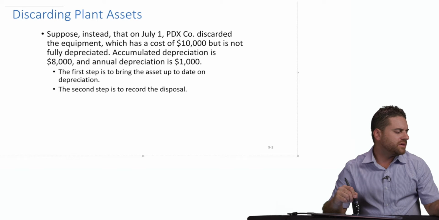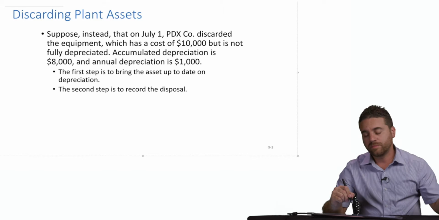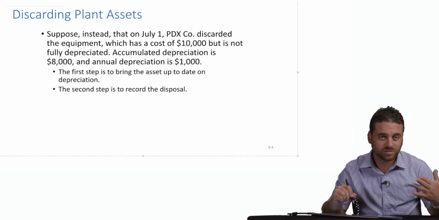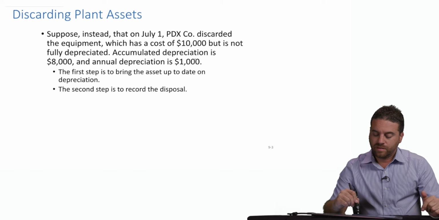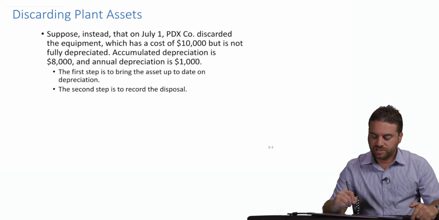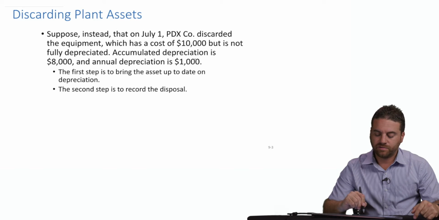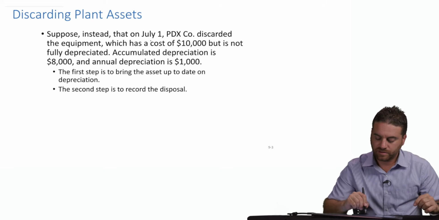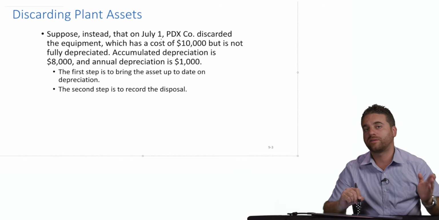So remember, the first step is that we have to bring our depreciation up to date. In the previous example, we didn't have to bring it up to date because it was fully depreciated anyway. This time, because we do the depreciation at the end of every year, but when we discarded the asset it was July 1st, there are 6 months of depreciation that haven't been recorded yet.